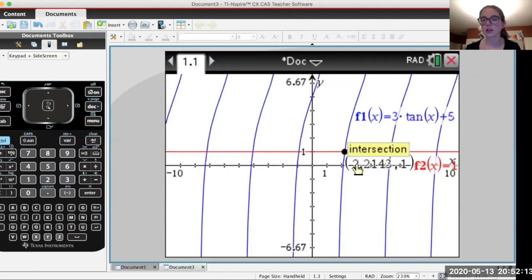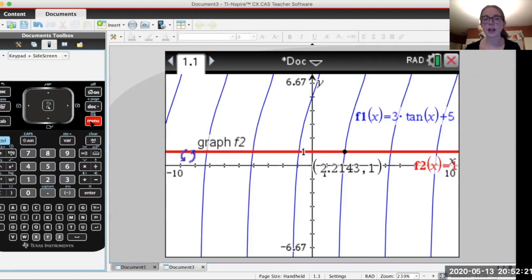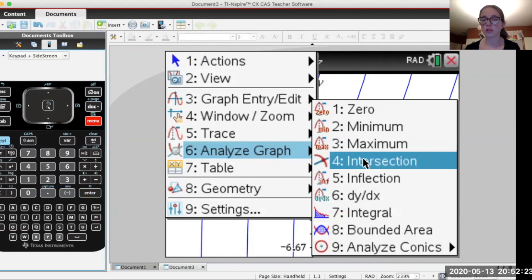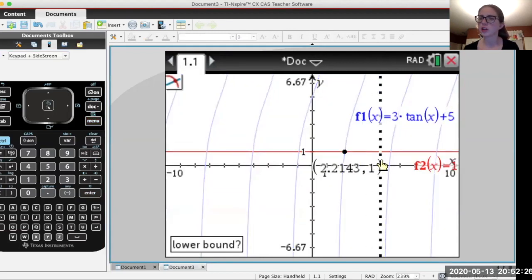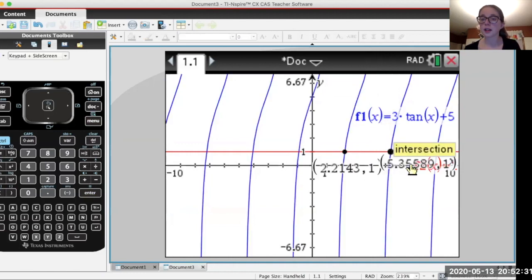And I'm going to intersect these graphs, and I see 2.21, which matches up with the 2.22 I found by hand. It's probably just off because of rounding. And I know I should get a second solution, so I'm going to look for the next one. And by the way, I started with this one because it was the first one that came to the right side of 0. My second intersection is the 5.36 I was expecting.